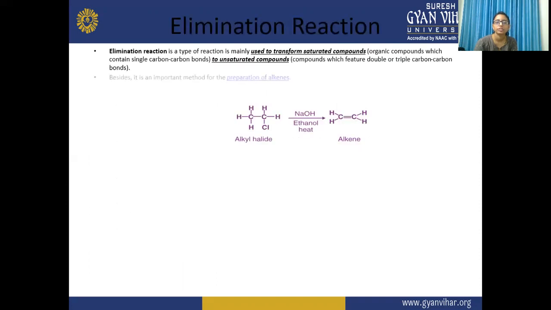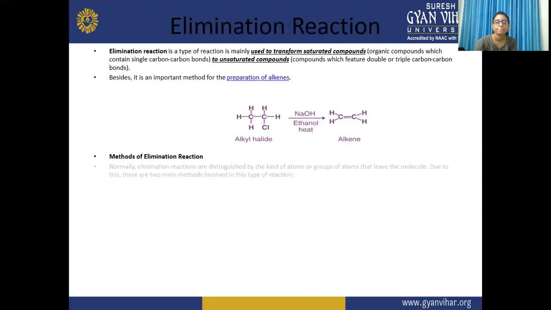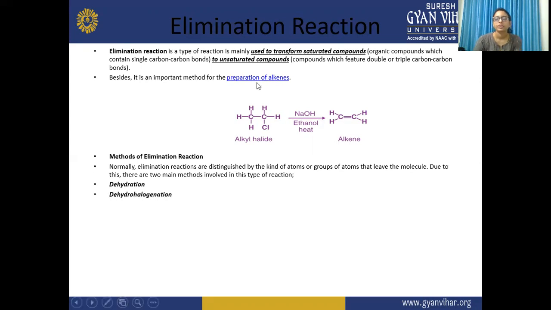Next, the elimination reaction. So what is an elimination reaction? An elimination reaction is a type of reaction that is mainly used to transform saturated compounds, meaning compounds that contain single carbon-carbon bonds, to unsaturated compounds, meaning compounds containing double or triple carbon-carbon bonds.